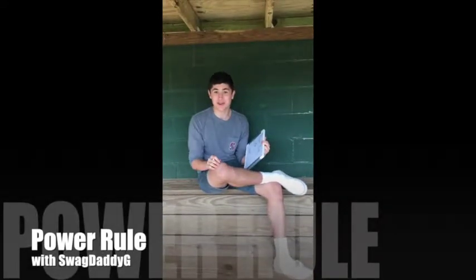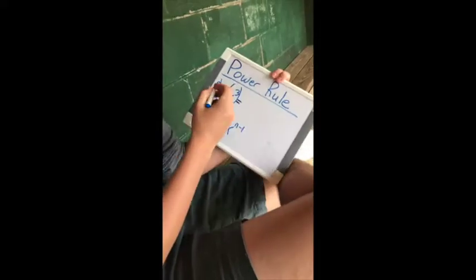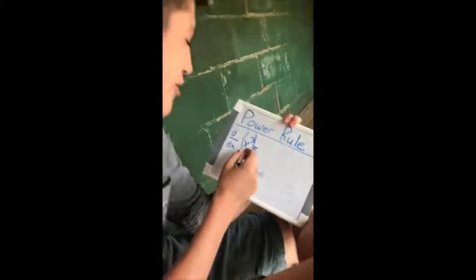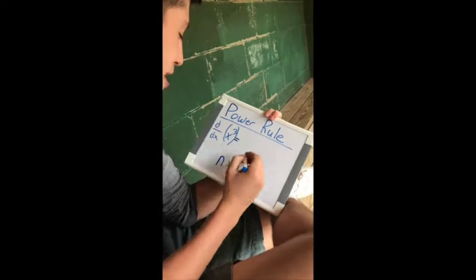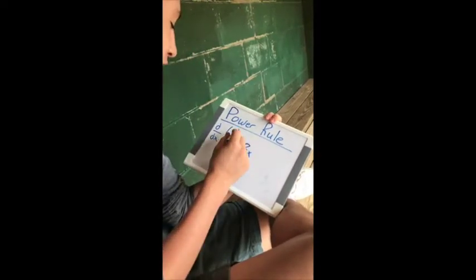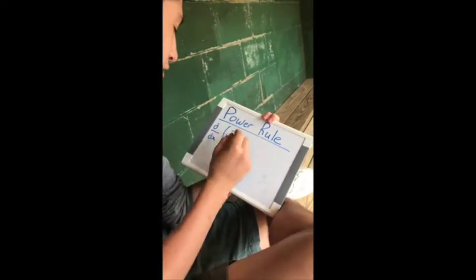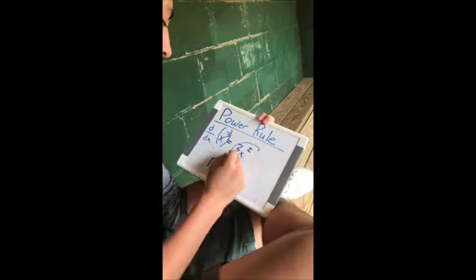Whoa. Slow down there, hooligan. Let's learn about how to get derivatives in the first place. We're going to start with the power rule, alright? Say we have a function that we're going to take the derivative of, x to the third. First, we're going to multiply it by the exponent, 3x. Then we're going to take the exponent and subtract 1. 3 minus 1, that's 2. That's your derivative for you.